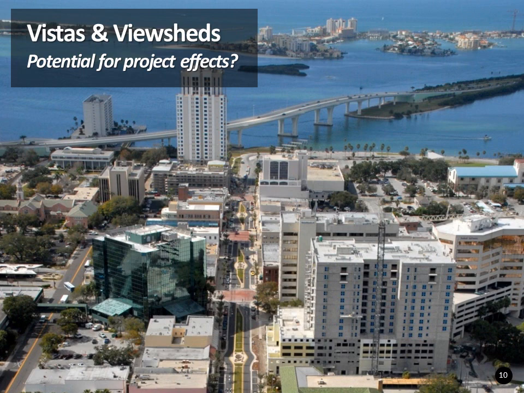A project can affect the quality of views from a vista or of a viewshed by blocking existing views or opening up new ones. A vista is a viewpoint providing expansive views of a landscape. A viewshed is the landscape visible from a vista. A viewshed can consist of views along a road or the aggregate views visible from a specific site, such as a park, city square, or historic landmark. Viewsheds can be of scenic or historic value to a community.